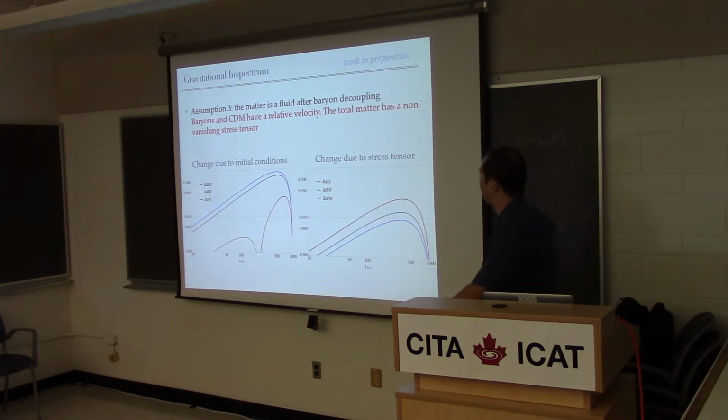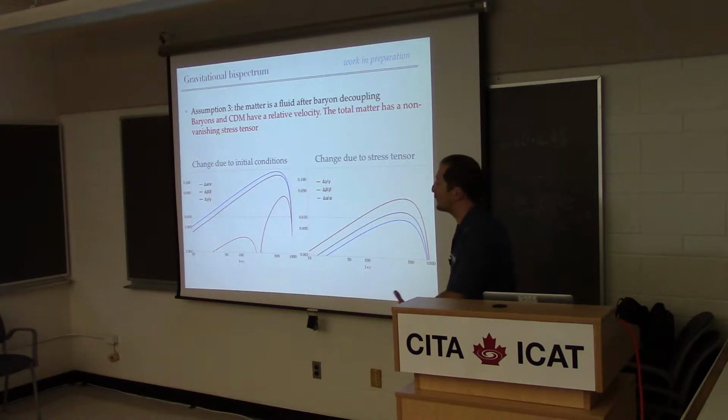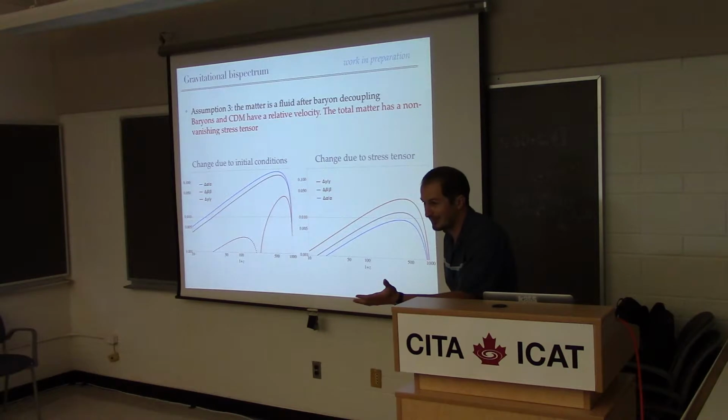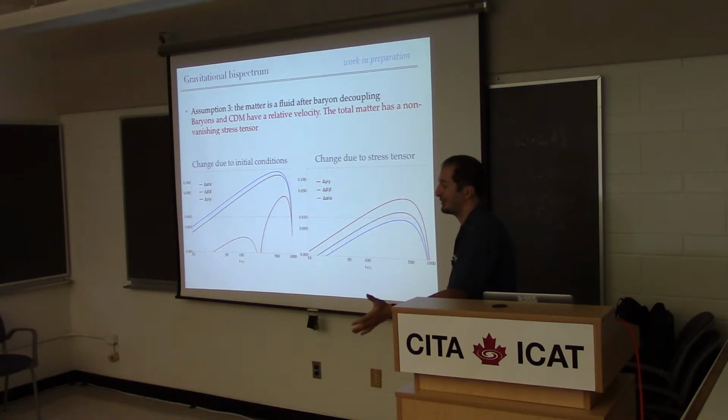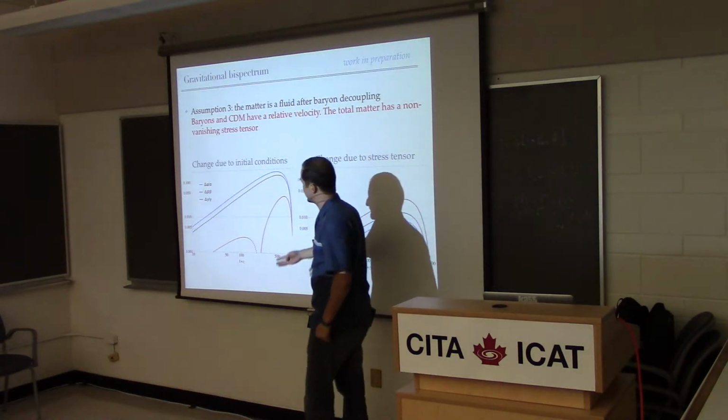Third assumption is that the matter is a fluid, again, after recombination. But the total matter is not a fluid because it's made of baryons and cold dark matter, and they have a relative velocity. So by definition, you don't have a single flow, but you have a two-flow system. So the total matter has actually a non-vanishing stress tensor in the momentum equation. So this again changes this coefficient of the bispectrum.